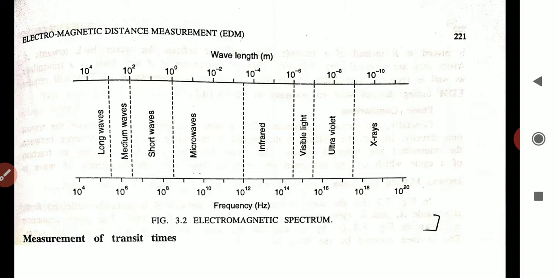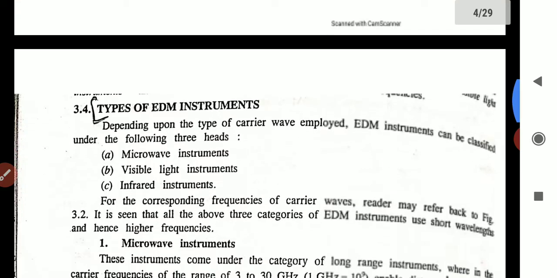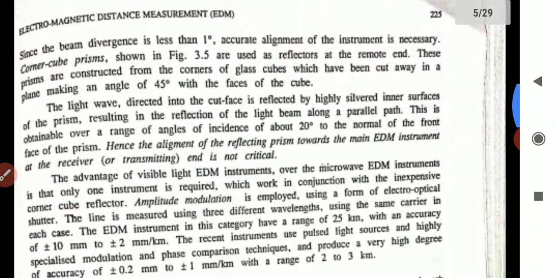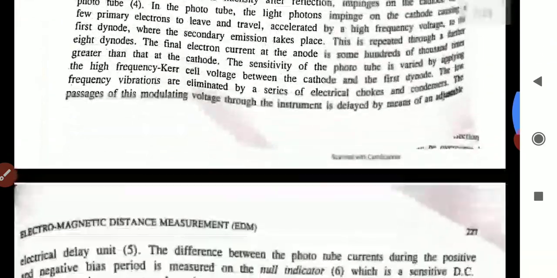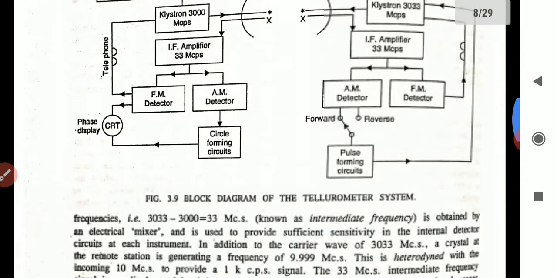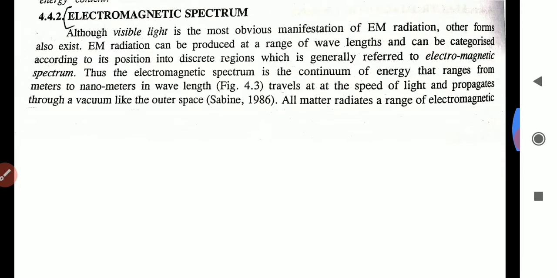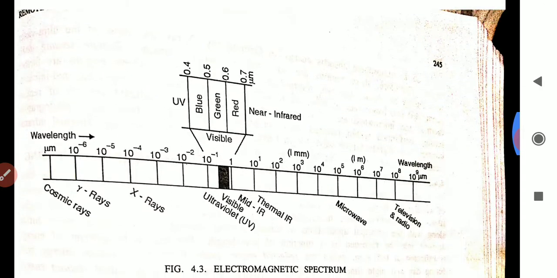Although visible light is the most obvious manifestation of electromagnetic radiation, other forms also exist. Electromagnetic radiation can be produced at a range of wavelengths. I'm showing you the electromagnetic spectrum diagram. See here, this is the electromagnetic spectrum diagram.